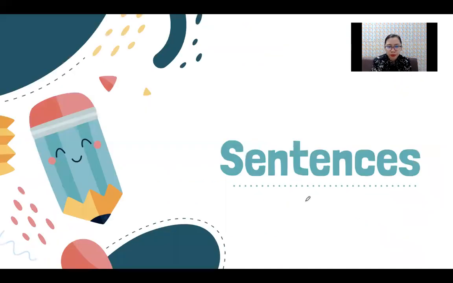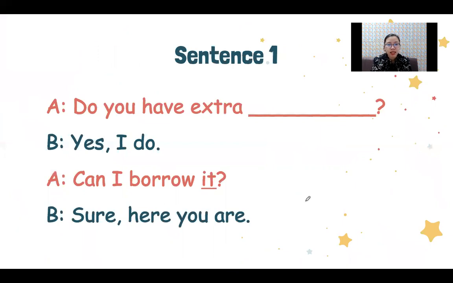All right, let's go to our sentences. Now we have three sentences. We use these sentences if we want to borrow. For example, the teacher says, write in your notebook. But you have no pencil, so you borrow from your classmate. Your classmate has three pencils and lends one to you. Let's look at sentence number 1.